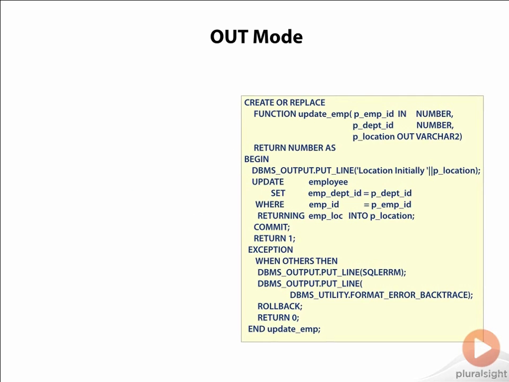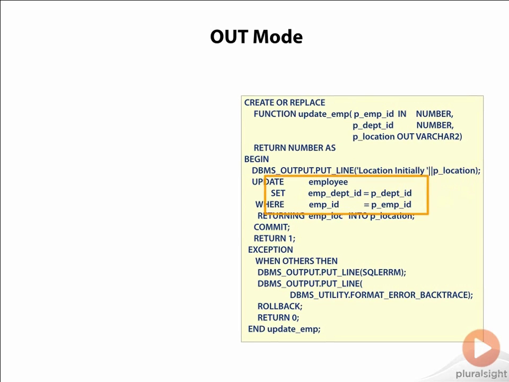So in this code snippet, we have the same function updateEMP we looked at earlier. It takes pEmpId and pDptId for parameters. In addition, it now also takes pLocation as an out mode parameter of type varchar2. Inside the execution section, we first read the value of pLocation and print it.